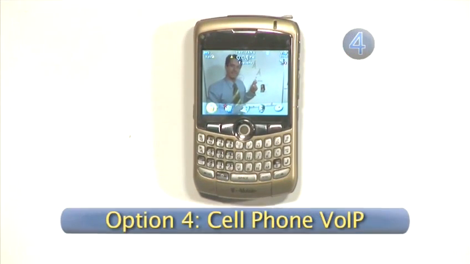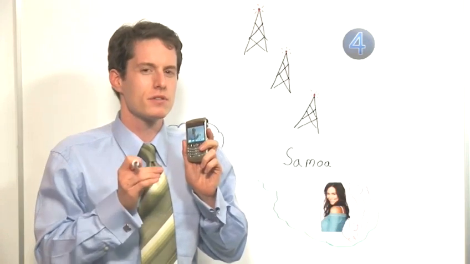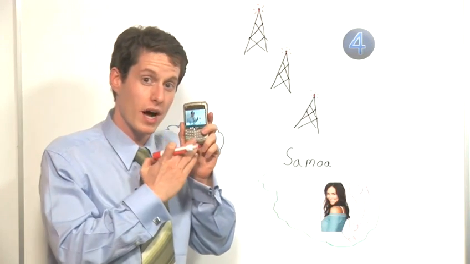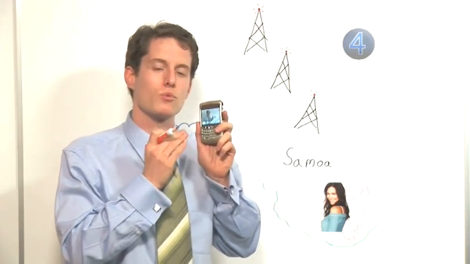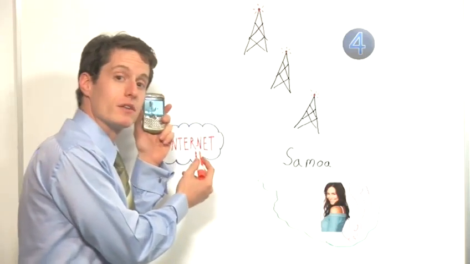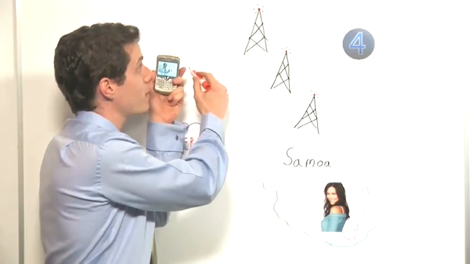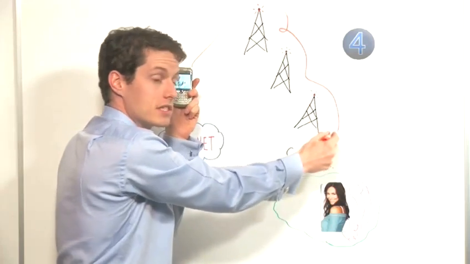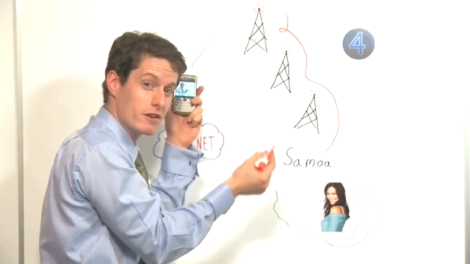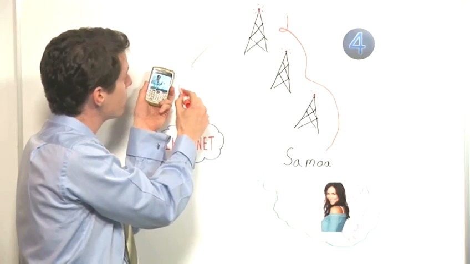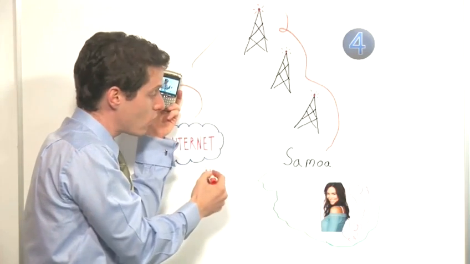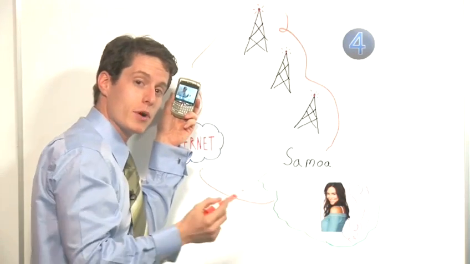Option 4, cell phone VoIP. Certain cell phone companies allow their users with Wi-Fi on their cell phones to connect directly to an internet connection to make their phone calls. So, instead of using my phone to call through all these different cell phone towers and dock my minutes and pay international rates, I can use my cell phone to go right into the internet and call directly to the person I'm trying to reach.